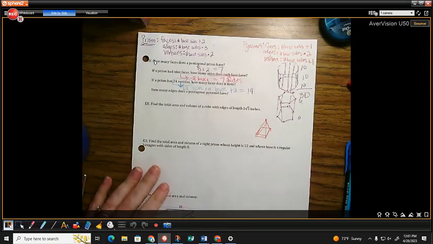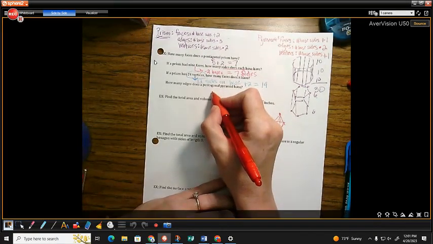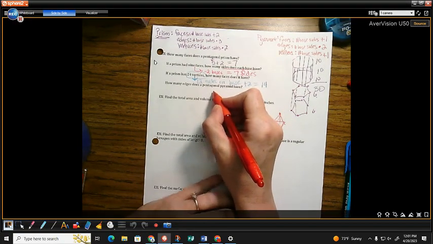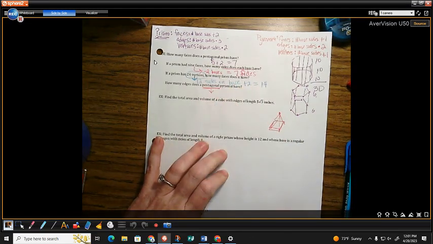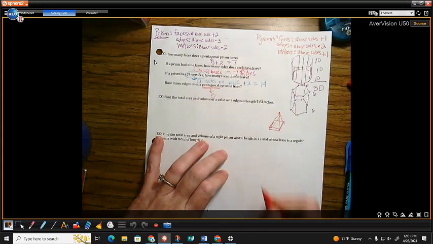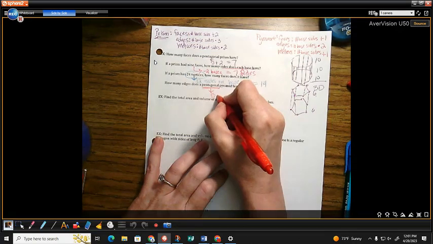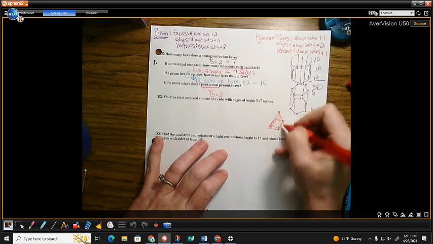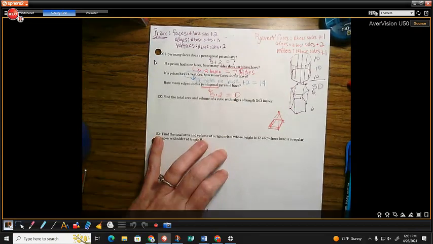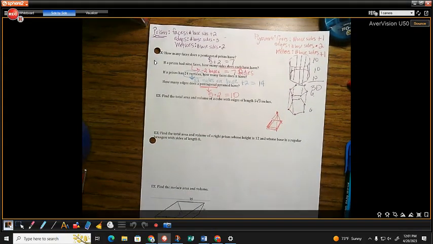Okay? So how many edges does a pentagonal pyramid have then? How many sides does the base have? 5. And then to get edges? Times it by 2, because you have the 5 along the bottom and then the 5 that go up, to make 10. Okay?